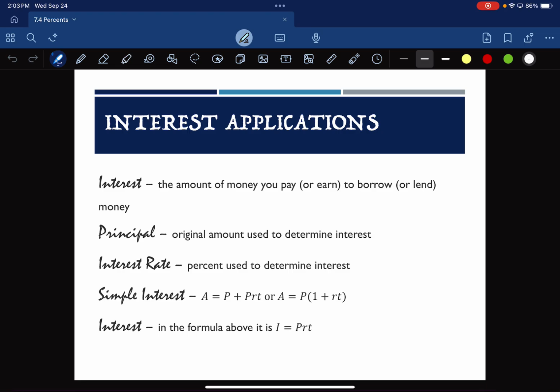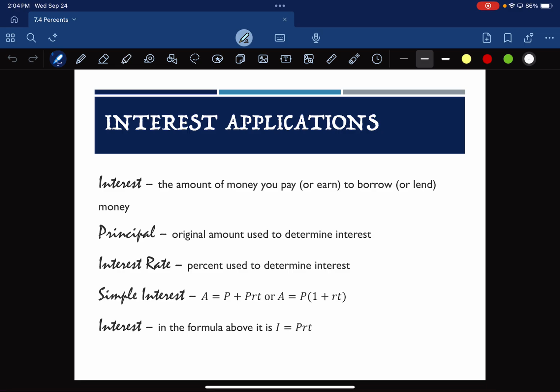And then our book actually looks at only one type of interest. There's more than this, there's at least two others. But they look at simple interest only as being an elementary and middle grades core idea. So simple interest is defined to be the following. A is the amount of your interest. It's equal to P, the principal, plus the principal times the rate times the time. Or this is another version of that same formula. It's not a different formula, it just looks different. So it's A equals P times 1 plus RT.